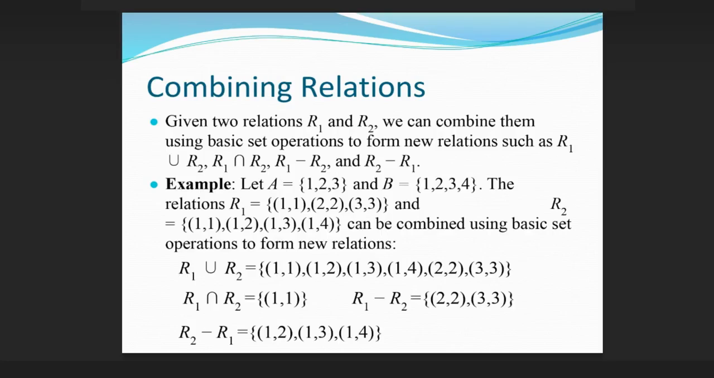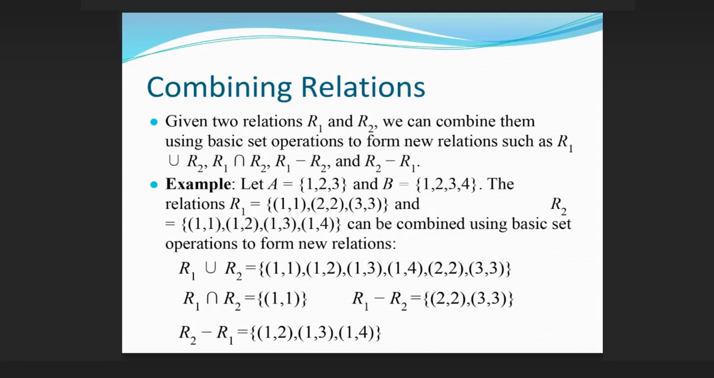Combining relations: given two relations R1 and R2, we can combine them using basic set operations to form new relations such as R1 ∪ R2, R1 ∩ R2, R1 − R2, and R2 − R1. Example: let A equals {1, 2, 3} and B equals {1, 2, 3, 4}. The relations R1 equals {(1,1), (2,2), (3,3)} and R2 equals {(1,1), (1,2), (1,3), (1,4)} can be combined using basic set operations to form new relations.